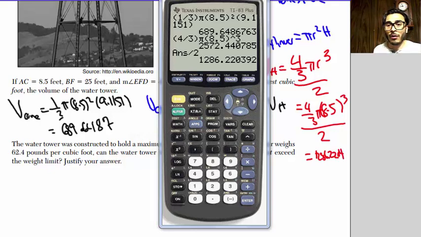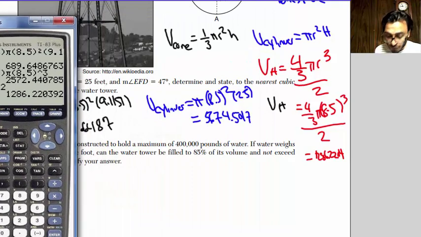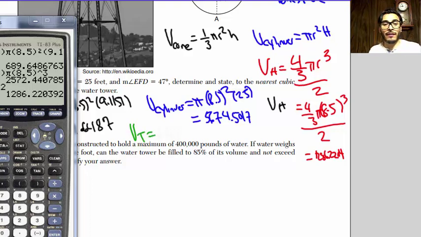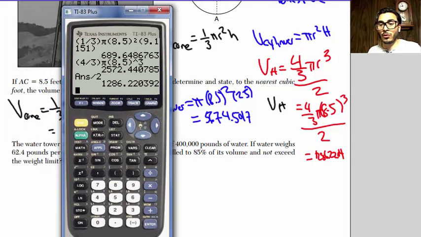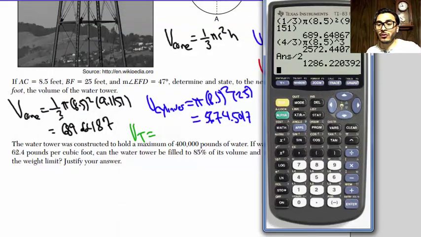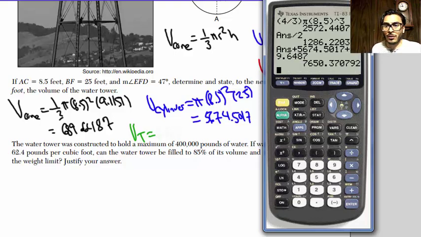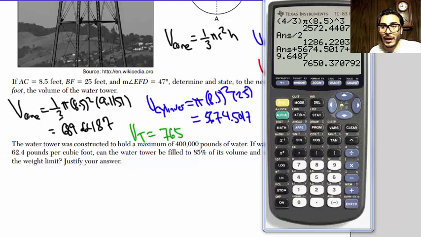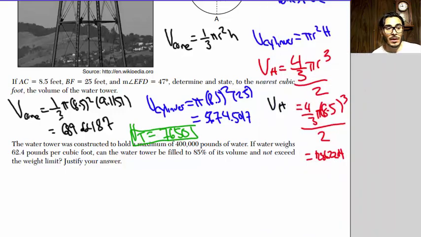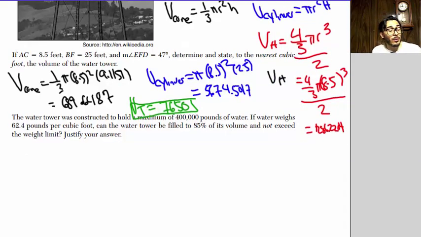1286.2204. Now, to get our final answer, I know we're still not done, it's a little lengthy. To get the volume of the water tower, we're going to have to add that 1286.2204. We're going to add that to the volume of the cylinder. Also add in the volume of the cone. Yep. Enter. Let's round that to the nearest cubic foot. We get 7,650. That is the answer. Oh boy, yeah, I know, that was long.